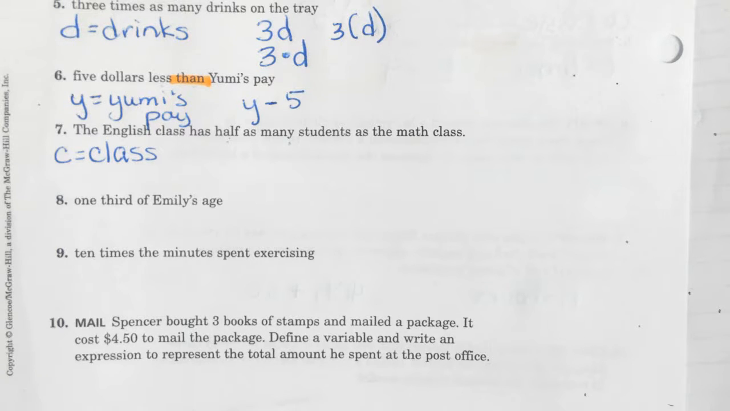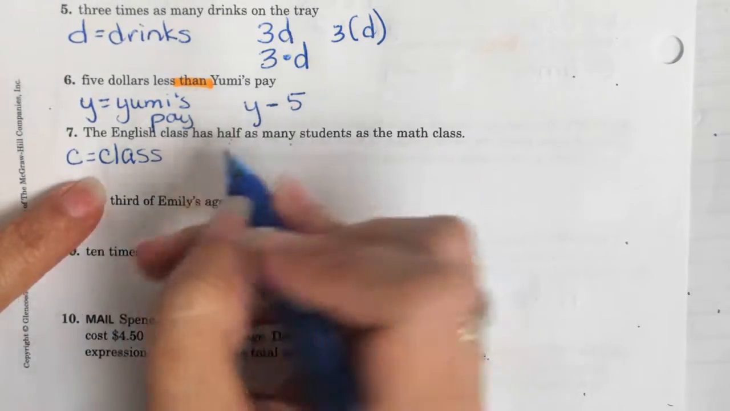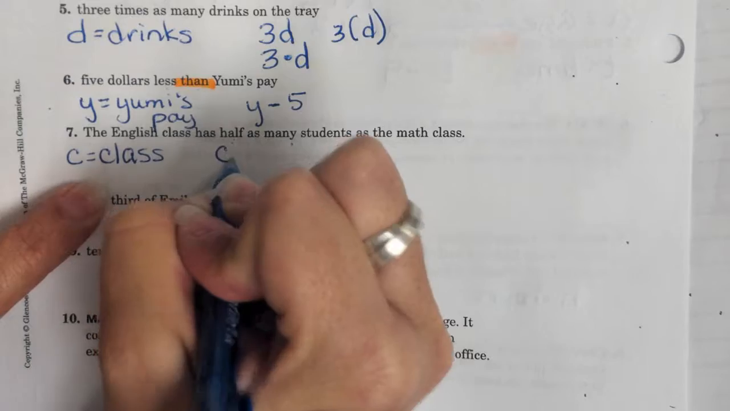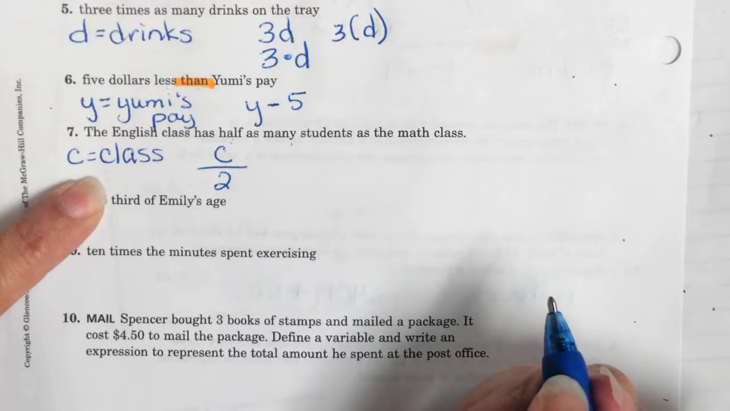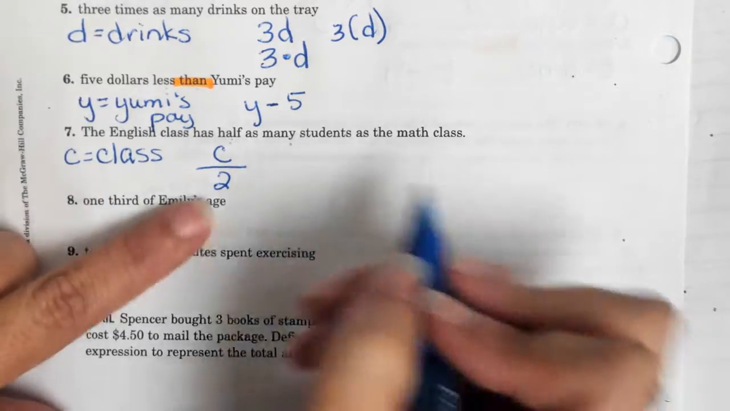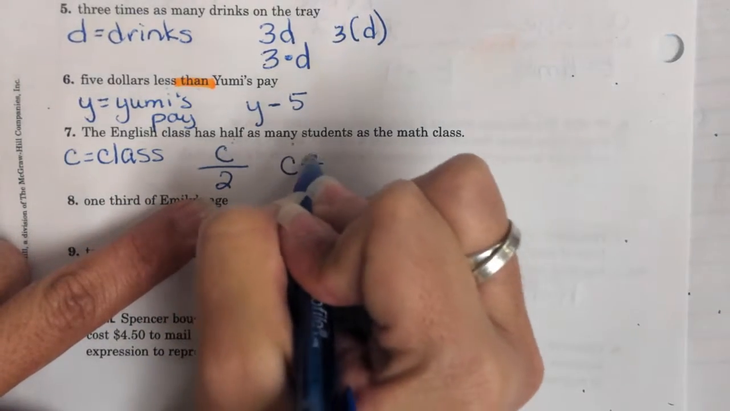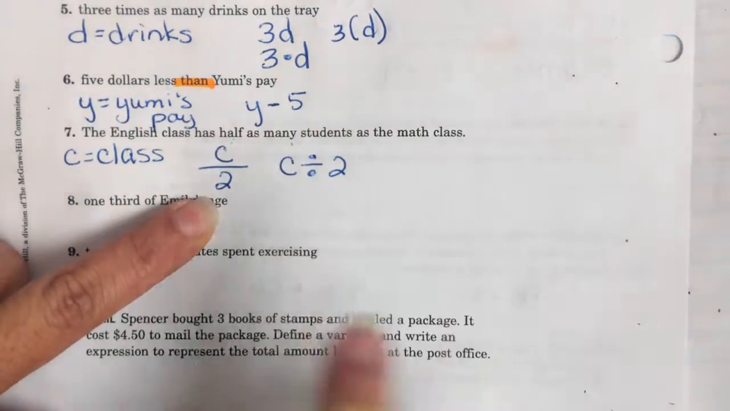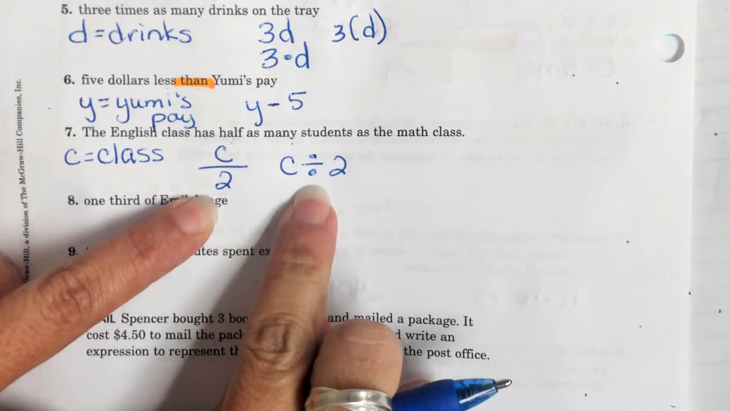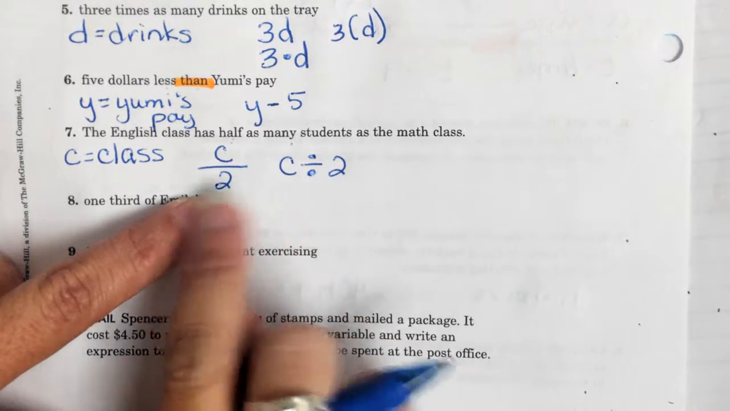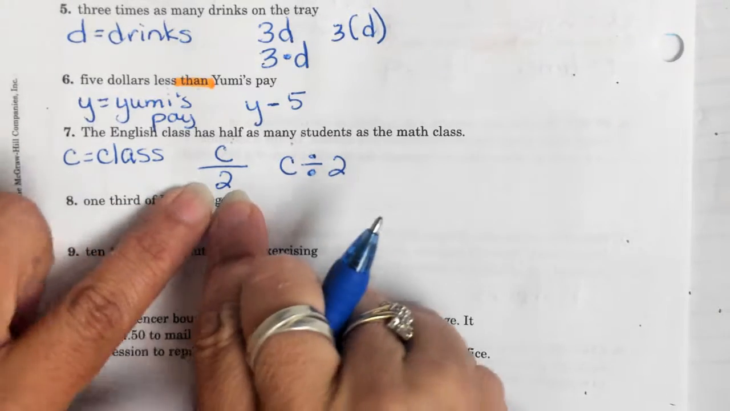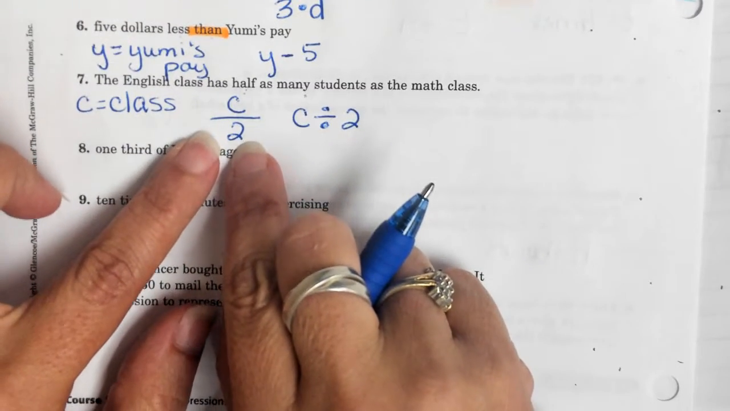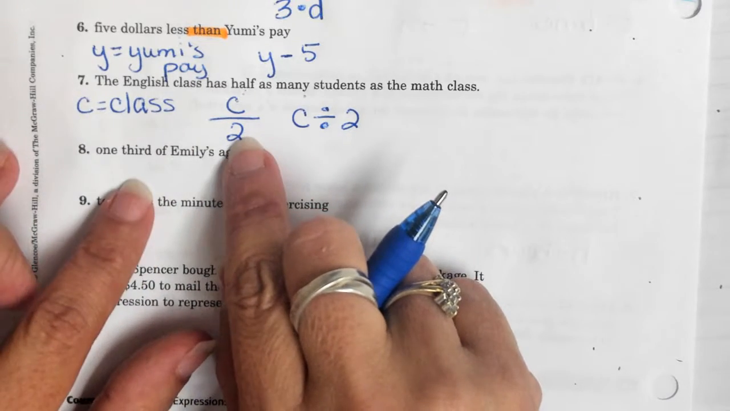So if it's half the English class, I want you to think about it. You got a couple ways you can write it. Start with a class. You can do the fraction and divide by 2. You could write it this way with the division sign of 2. Either way is fine. I'll be honest, in algebra world, you're going to see more of this with the fraction bar as you get older. But you start with the class and you divide by 2.